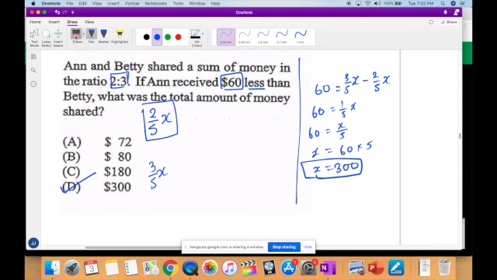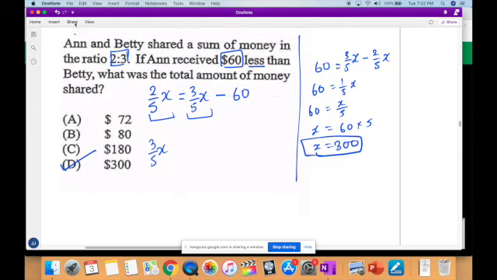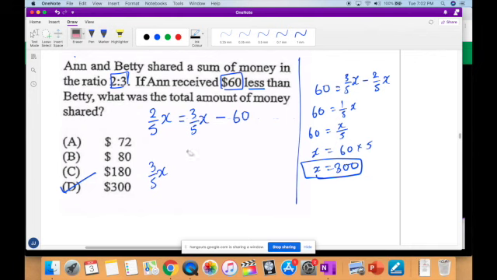and so what Ann got is $60 less than what Betty got. Betty got 3/5 of the total, and that 3/5 of the total minus $60 is what Ann got, which is 2/5. You understand now? So you understand how we got the equation, right? Yeah. And then from that equation, we just work it out.